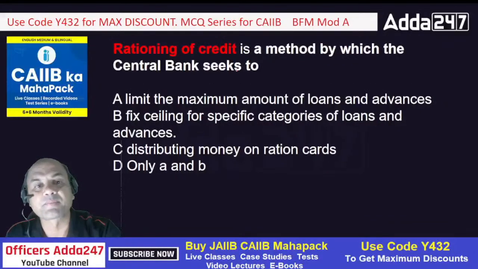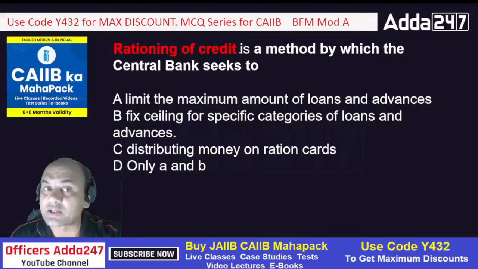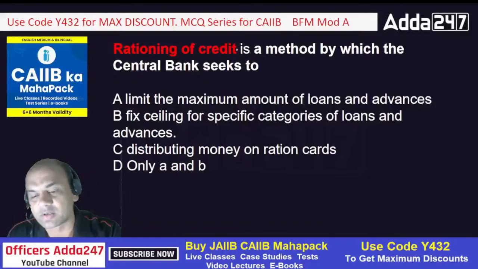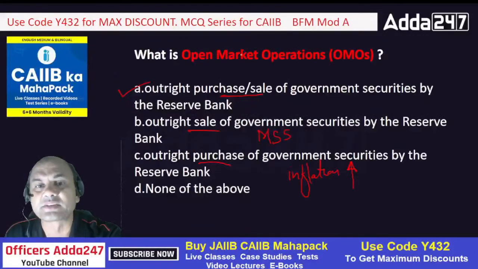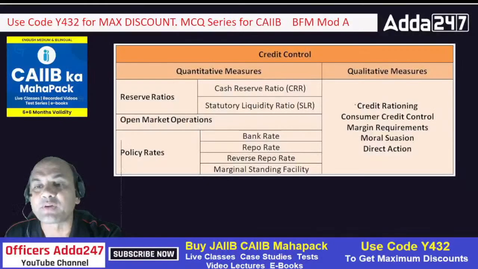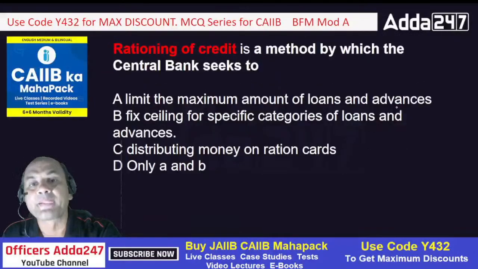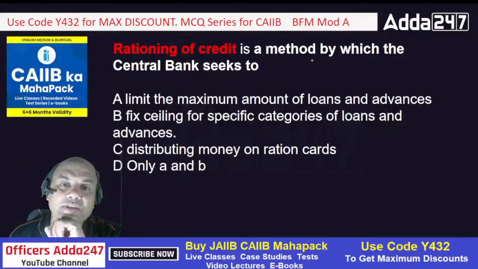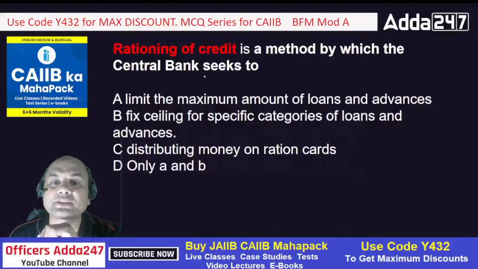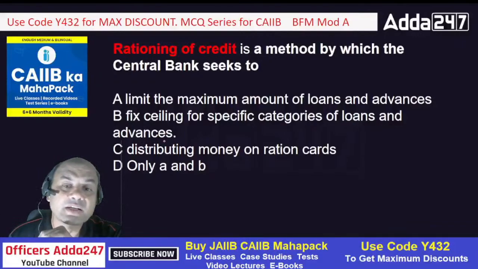Rationing of credit is a method by which the central bank seeks to do what? Reduction of loans and advances? Fixed ceiling on specific categories of loans and advances? Distribute money on ration cards? Is that what it does? This is laughable, isn't it? So C is out. So it can be fixing the amount of loans and advances, fixing specific categories of loans. So definitely this can also be the case.